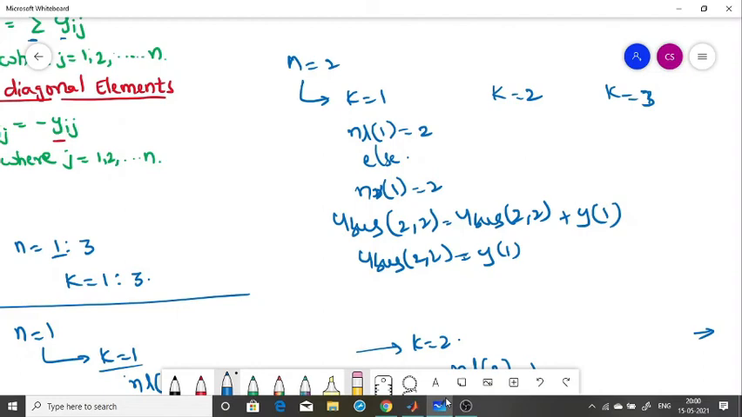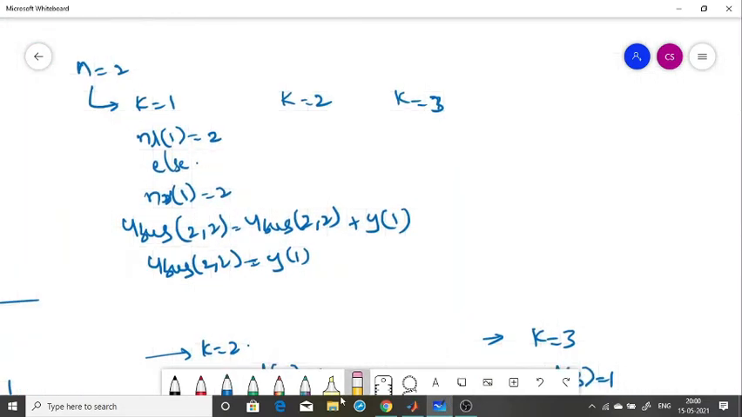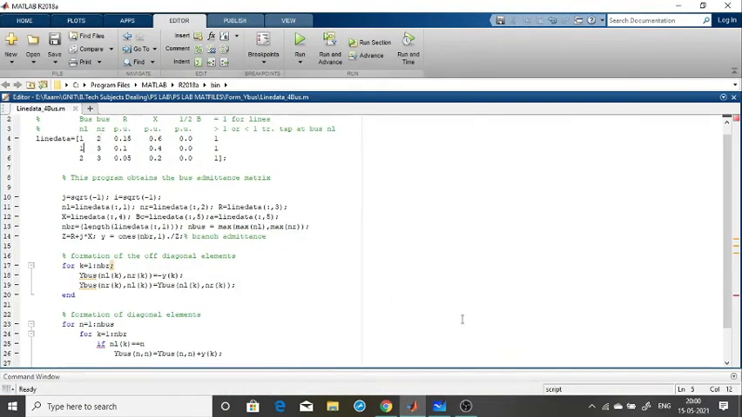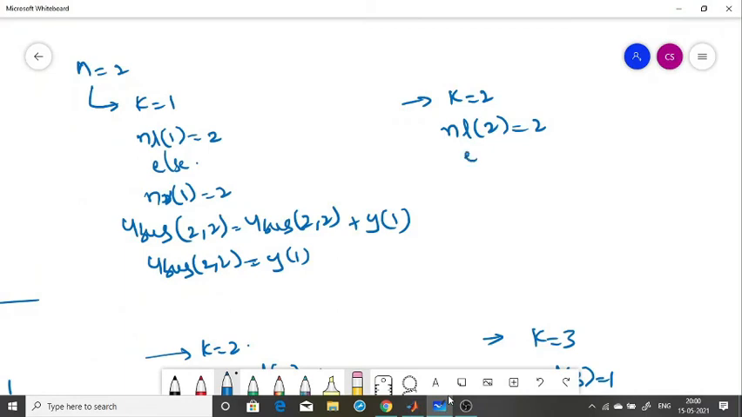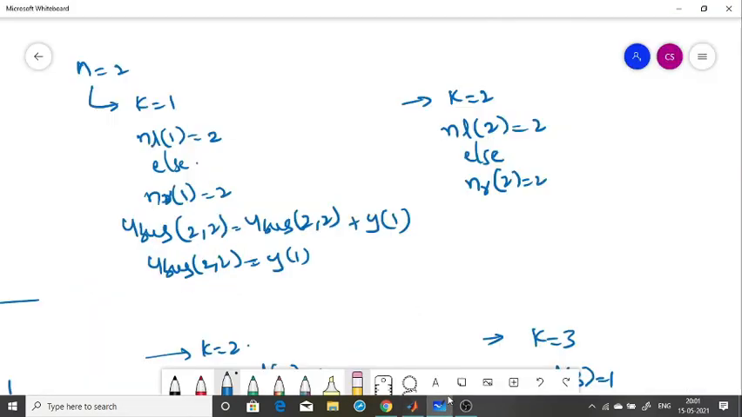After completion of k is equal to 1, it will do again for k is equal to 2. We are going to calculate again for k is equal to 2. That means it will verify whether NL of 2 is equal to 2 or not. No. Then it is else, it will move to the next step and verify whether NR of 2 is equal to 2 or not. This NR of 2 is also not equal to 2.